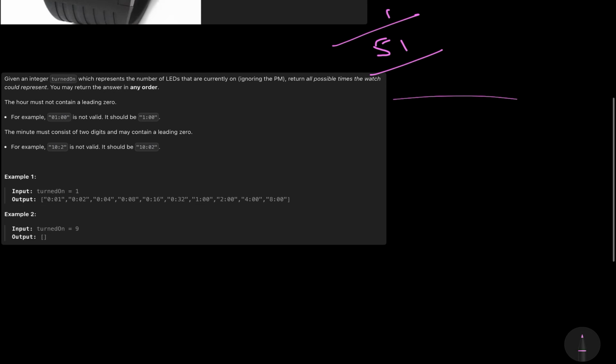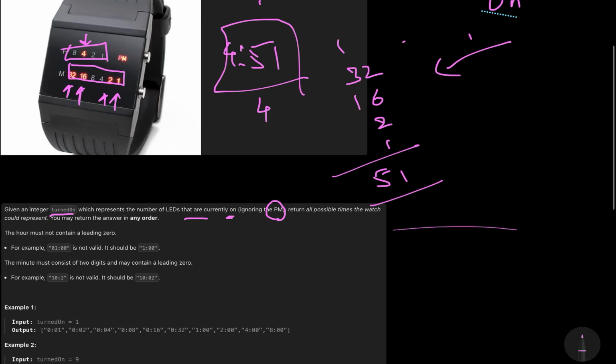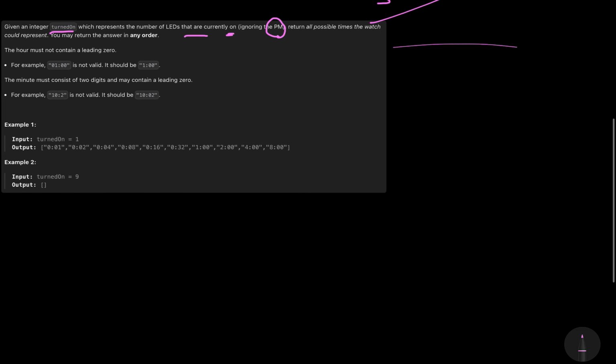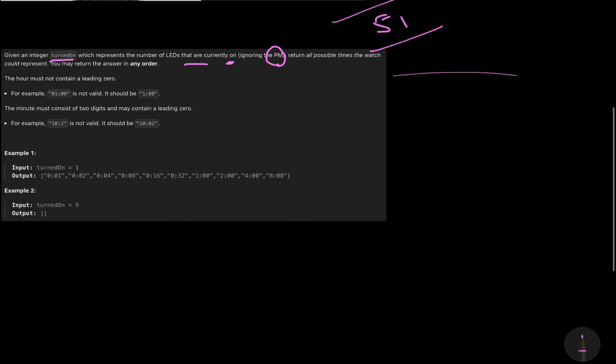Now what we have to do in this problem, let's see. Given an integer turnedOn which represents the number of LEDs that are currently on, ignoring the PM LED, which is to set AM and PM, this we are not considering. Return all the possible times the watch could represent.